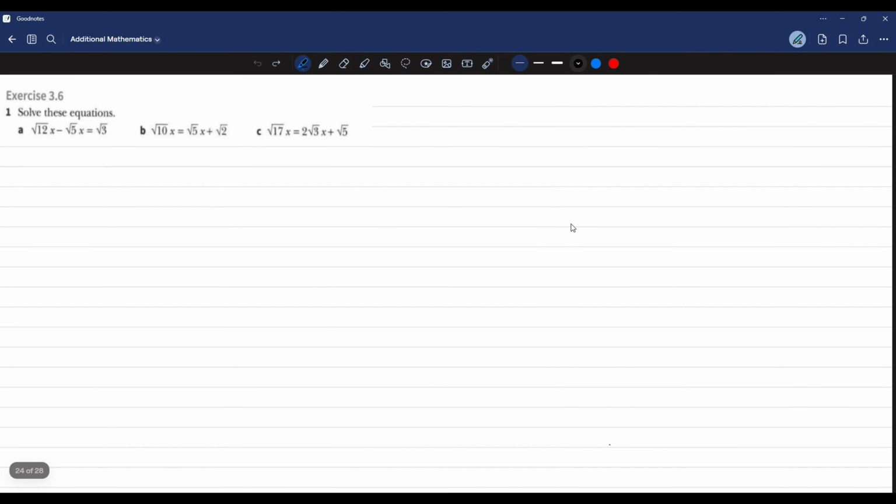Hey everyone, this is the Math Nexus, and today we are going to start with exercise 3.6, again the part of the indices and surds chapter. I don't think there is any new concept going on here. It's basically the same things on repeat. So we'll jump in, and if there's something important, I'll try my best to highlight those things.